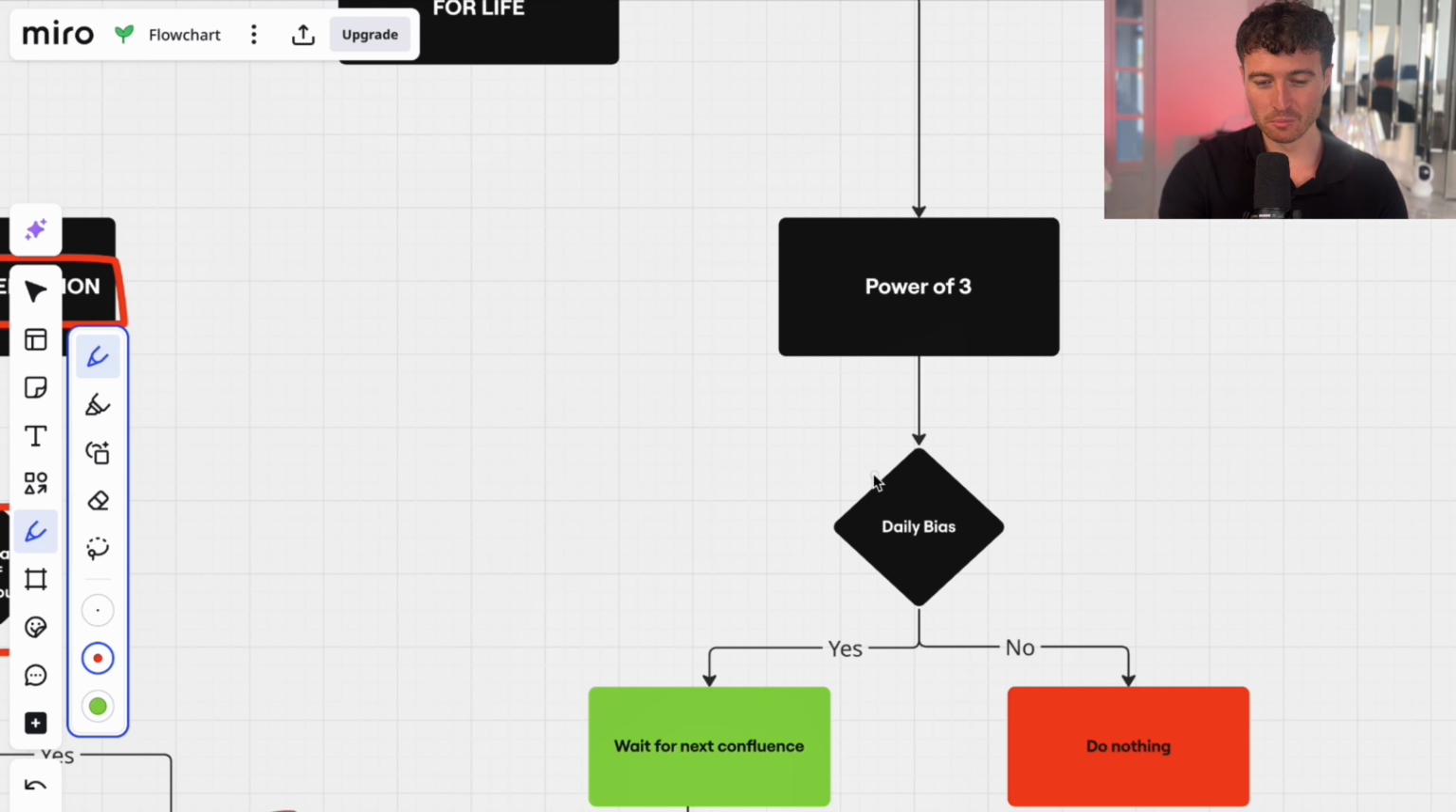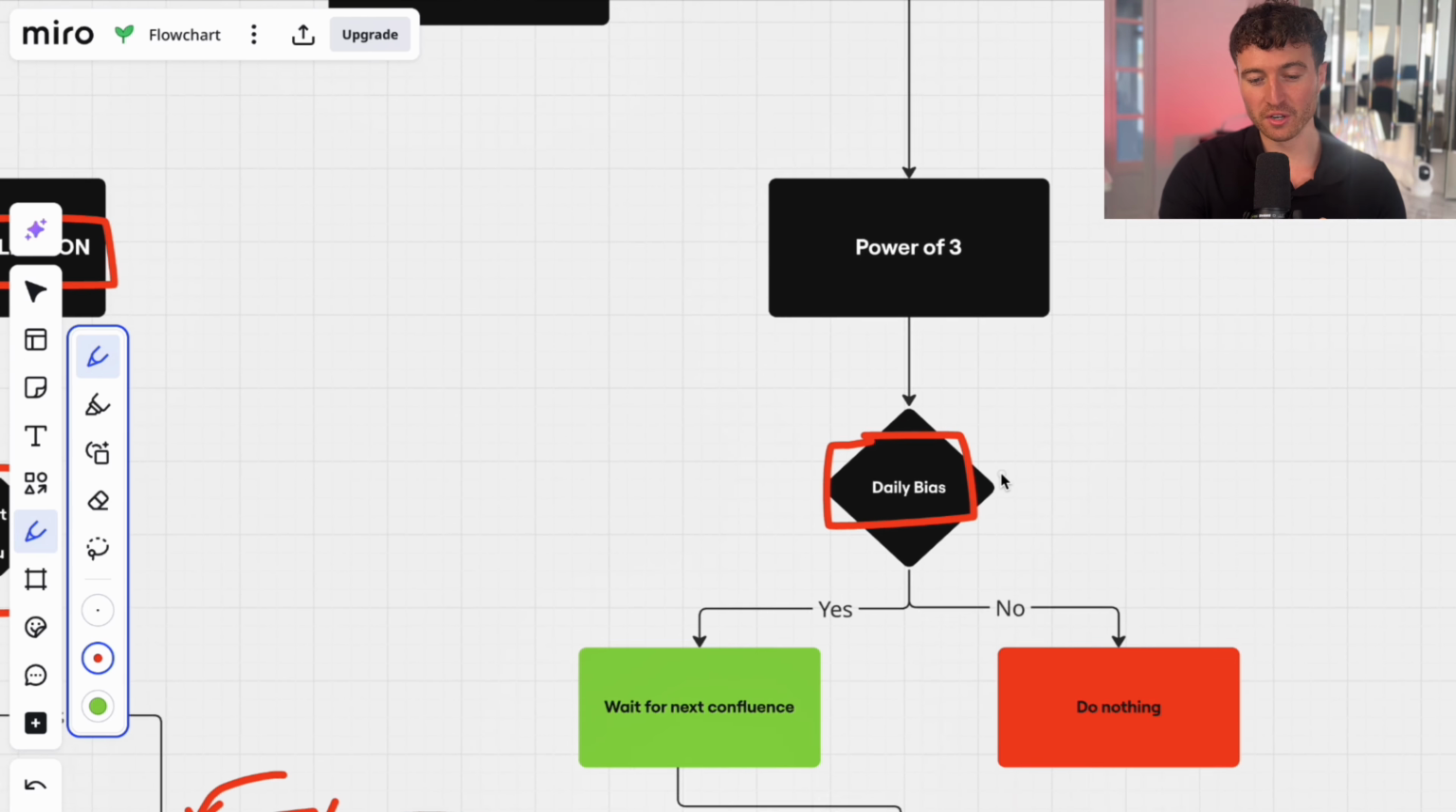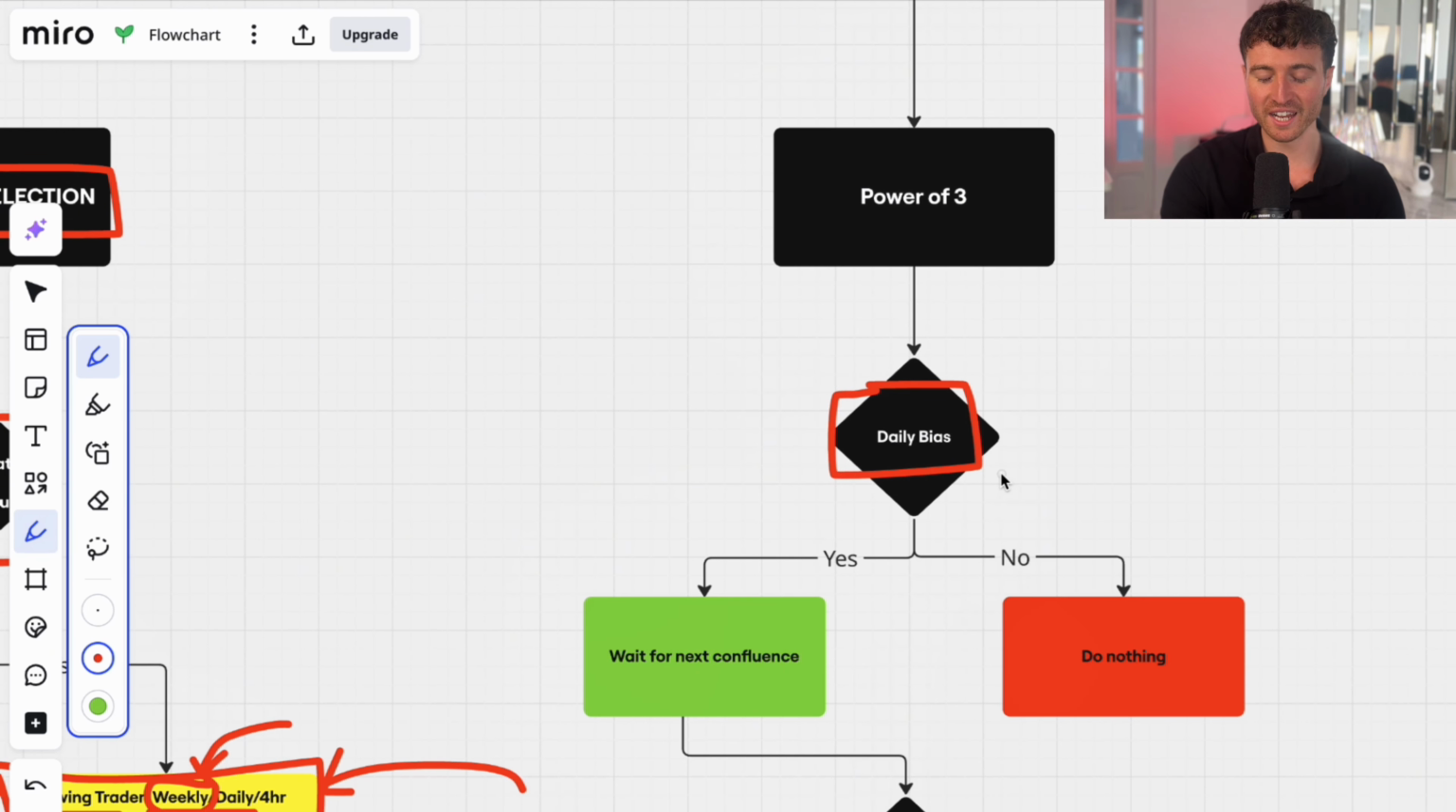Okay, so my system starts right here. And the first thing that you need to ensure is that you have a clear daily directional bias. That means when you turn up to the market, you need to know, are we looking for longs here or are we looking for shorts? If you do not have a clear daily directional bias, then guess what, guys? You should be doing absolutely nothing.